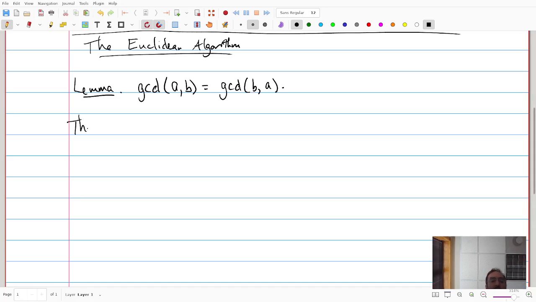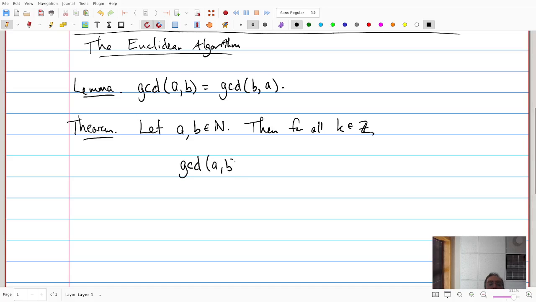So, theorem. I'm not going to prove this one to you formally, but I'll draw a little picture and hopefully convince you. So if I have some natural numbers A and B, then for all integers k, the GCD of A and B is equal to the GCD of A plus k times B.